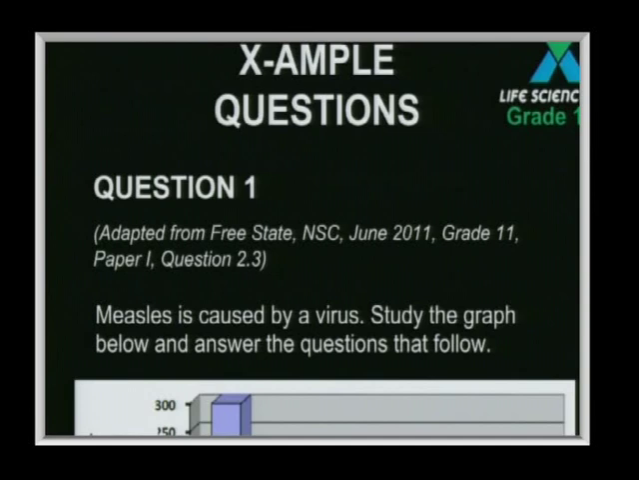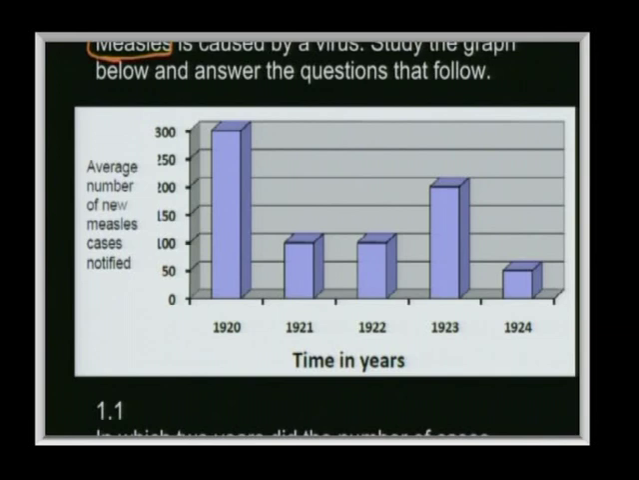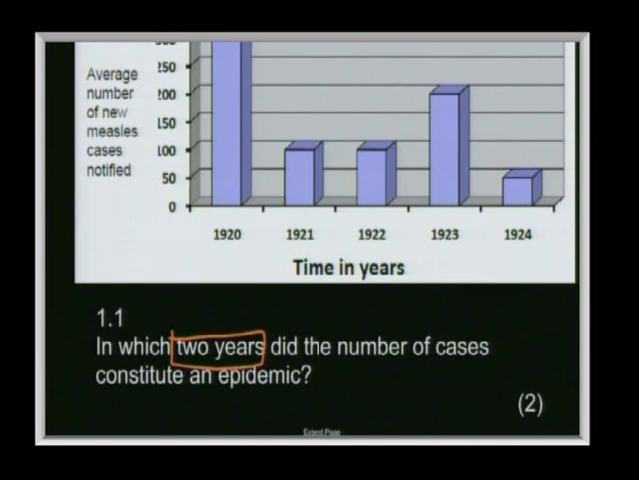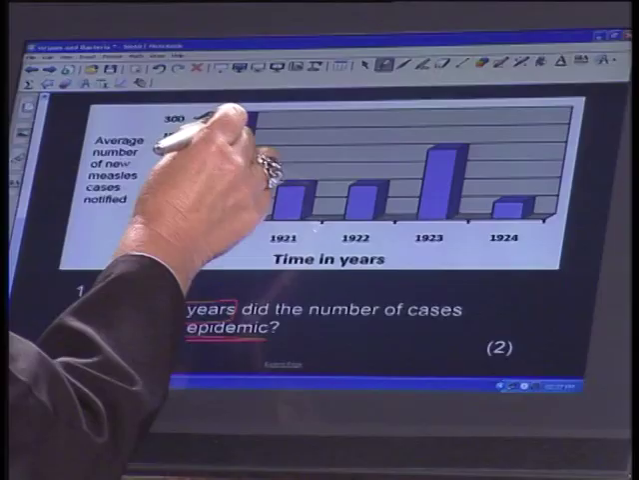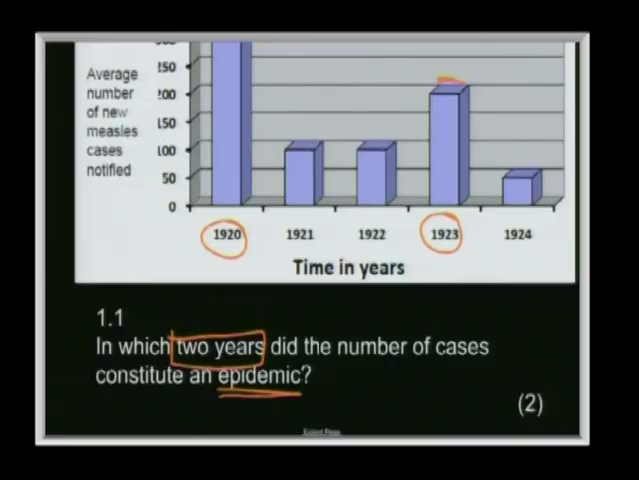The first question deals with the measles virus, and you are given a graph showing you the average number of new measles cases over the time in years. The first question asks, in which 2 years did the number of cases constitute an epidemic? An epidemic means that there are large numbers of people who are infected by a particular disease. So if we look at the graph, you can see that the numbers were highest here in 1920, and then here in 1923. So, those are your answers, and each one will get you 1 mark.